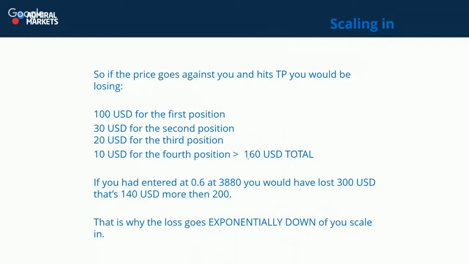Total of $160. Now, if you had entered 0.6 with full risk and full lot size in a single position at 38.80, you would have lost $300. That's $140 more. So that is why the loss goes exponentially down if you scale in. This is a great example, but you need to know first, to trade in the zone, how to define a proper zone.